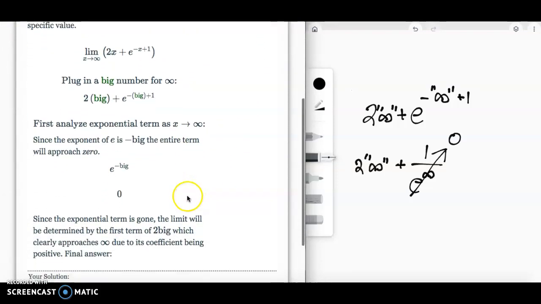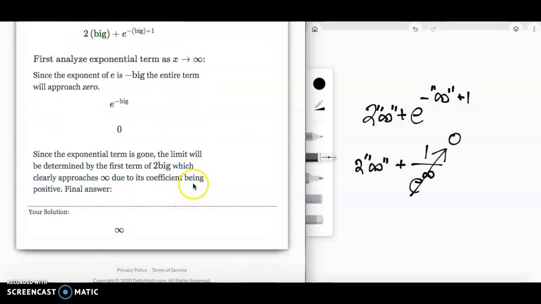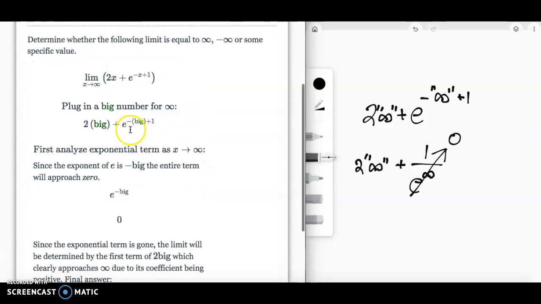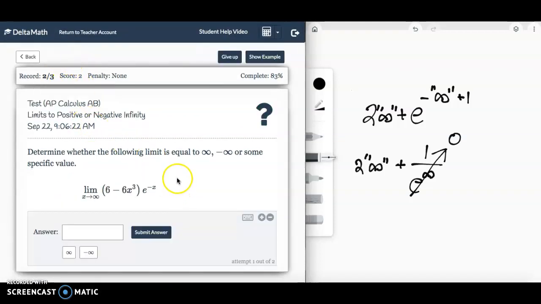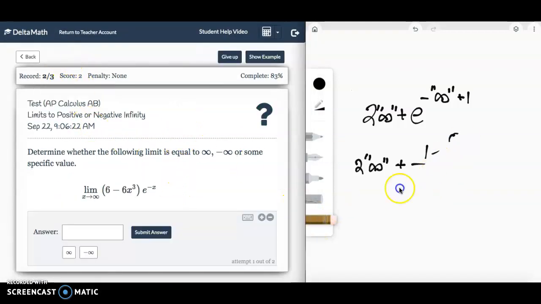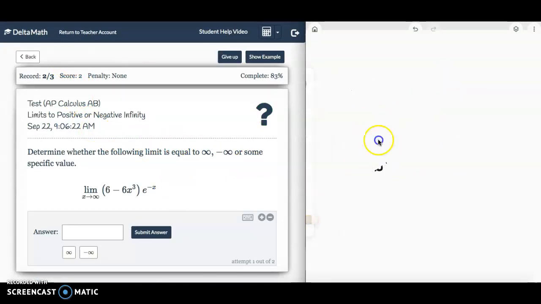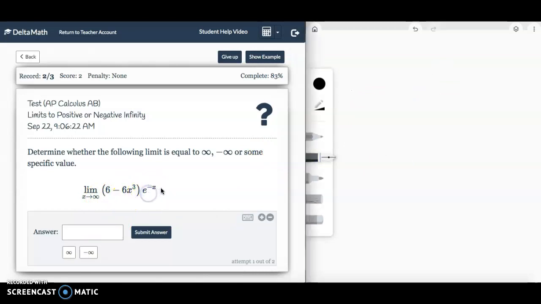So this whole thing actually goes towards 2 times infinity, which is infinity. Cool. All right, let's do another one of those. I like these ones. For this one, we're going towards infinity. And again, I'm paying attention to this exponential at first.